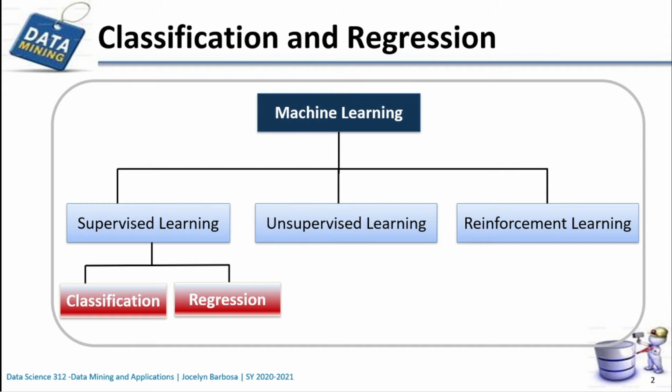This type of machine learning algorithm is used to draw inferences from datasets consisting of input without labeled responses, unlike supervised learning. And the most common unsupervised learning method is cluster analysis, which is used for exploratory data analysis to find hidden patterns or grouping in data.